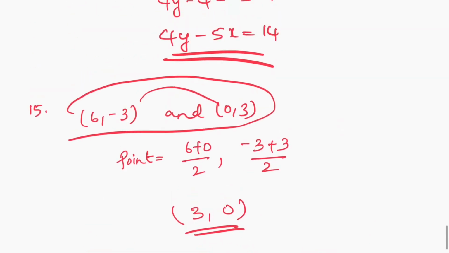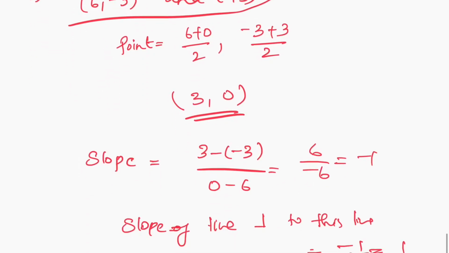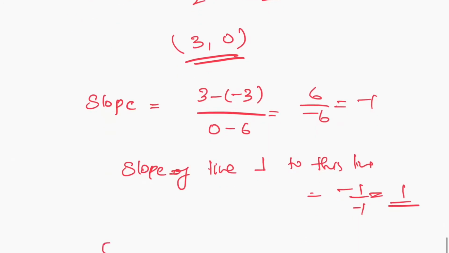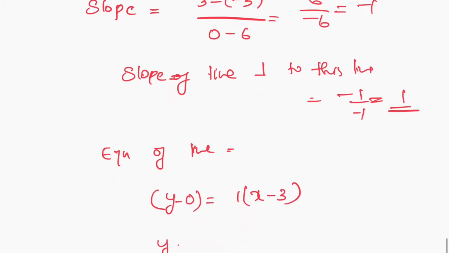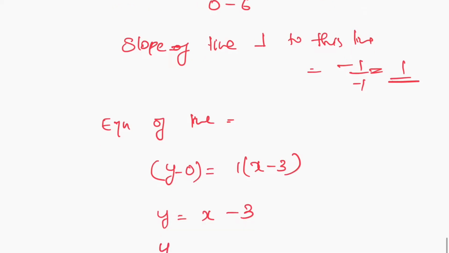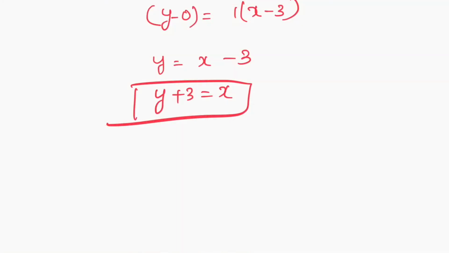So using the point we found here, we can find the equation of the line to be found. Equation of line is y - 0 = 1(x - 3). y = x - 3 you get, or y + 3 = x you can write. This will be the equation of the given line. Hope it's clear. Now coming to question number 20.